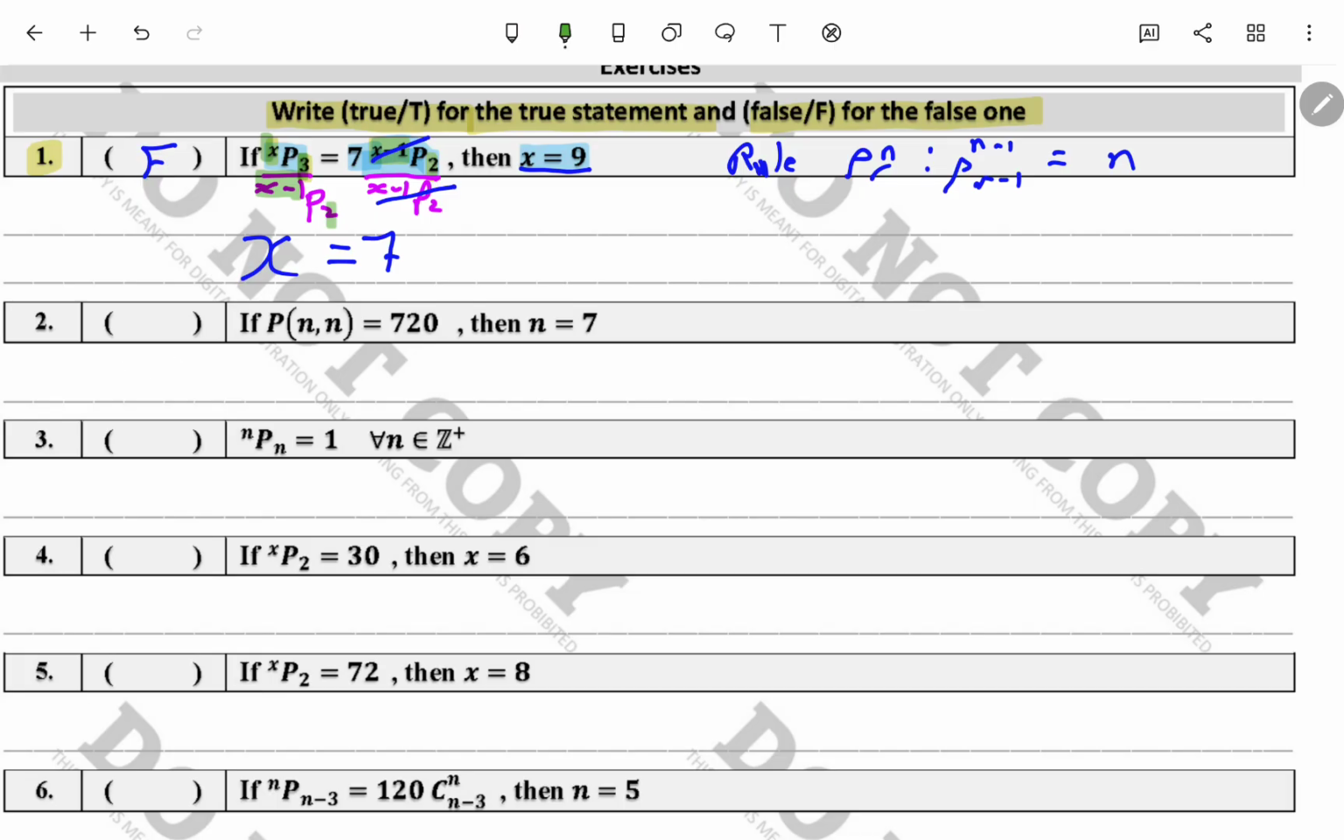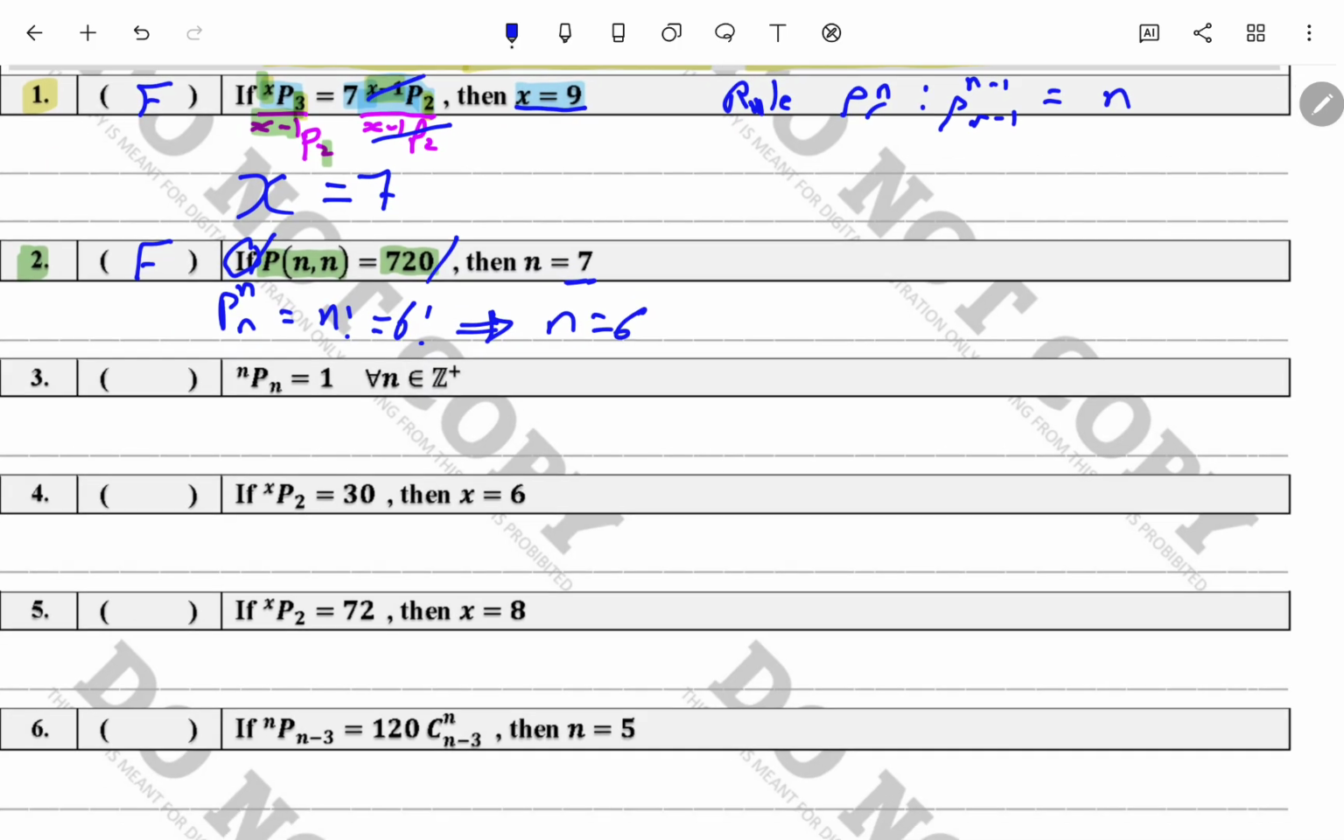In number 2, we're going to see that we have permutation n n and n equals 720. We remember the rule which is saying n permutation n equals n factorial. And he said f, so I need to use all what he gave me from here to there. 720 will be written as 6 factorial. I can cancel factorial from both sides to get n equals 6, not 7, and that will make it false.